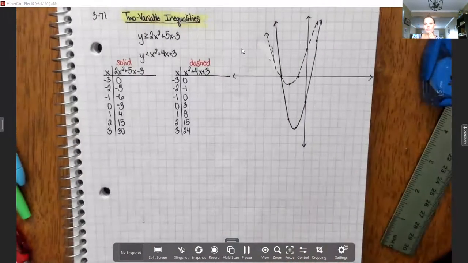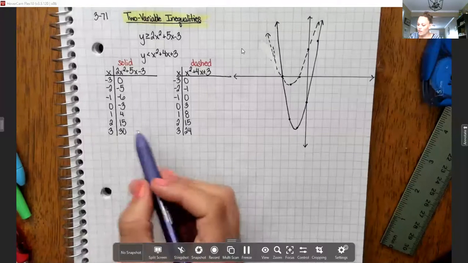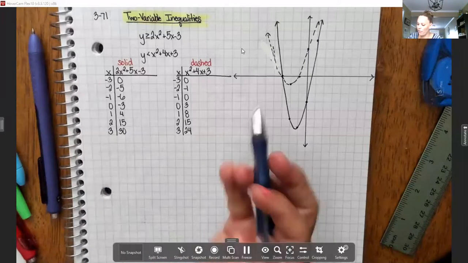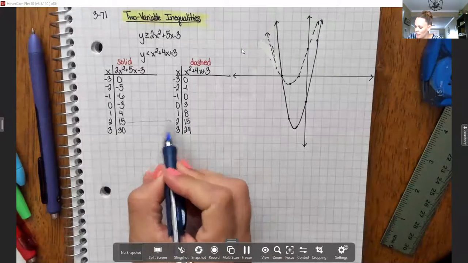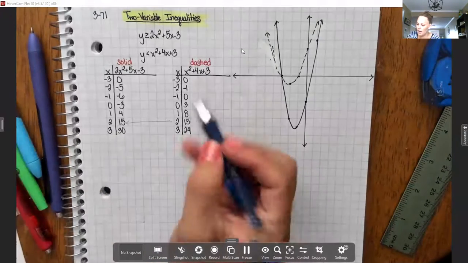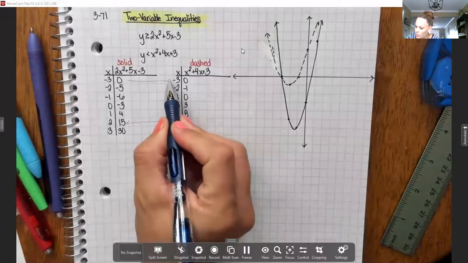I didn't do very well on this left side. We can also see that they intersect here at 2, 15. I didn't make my graph go up to 15, but that gives you an idea there. They do intersect again. They had these two intersection points the same.